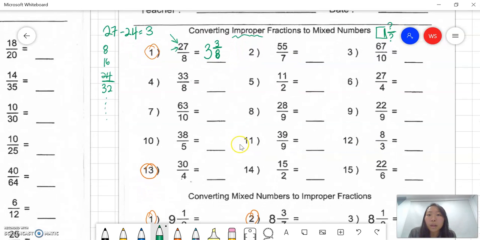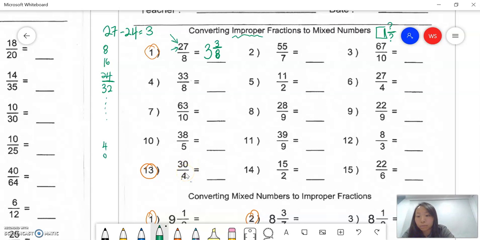fractions. All right, one more example, question 13, we have 30 divided by 4. So the question once more is how many groups of 4 are there in 30? So you need to know your 4 times table really well. You have 4, 8, 12, 16, 20, 24, 28, 32, and I'll just stop there because the number is 30, right? So 30 is in between 28 and 32.